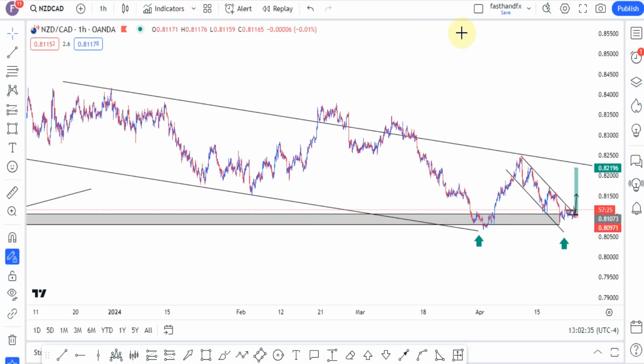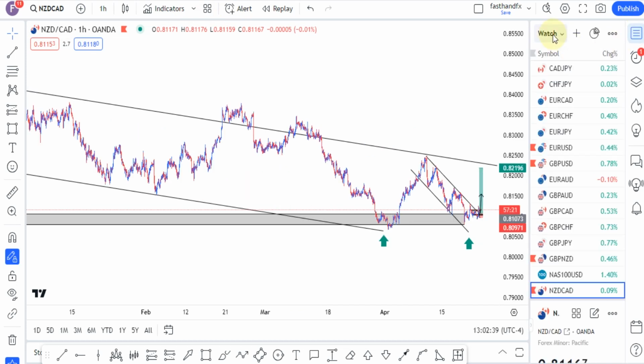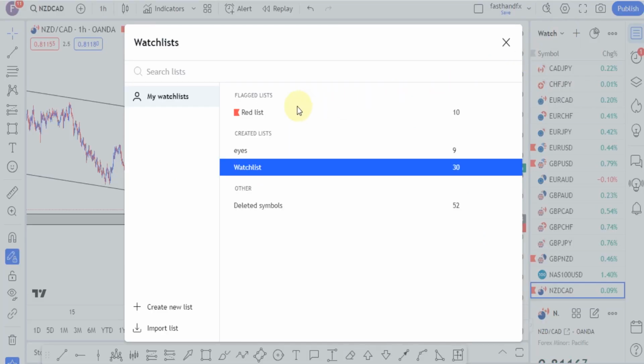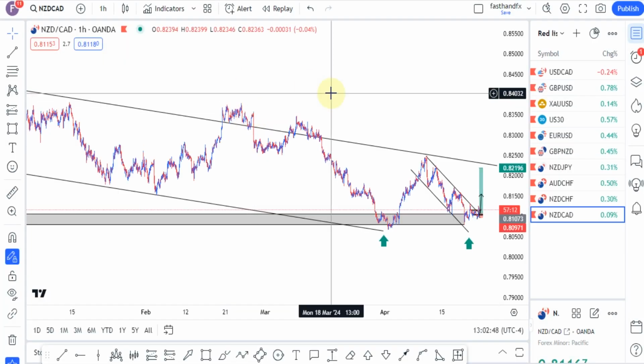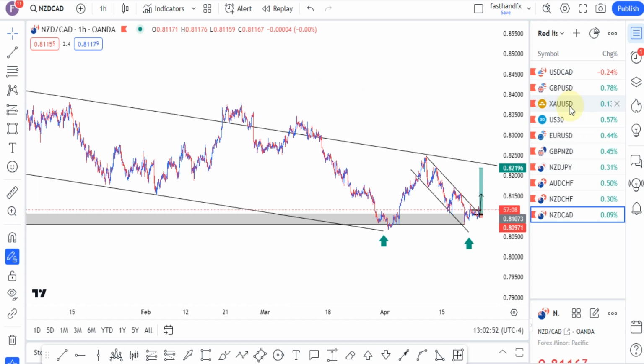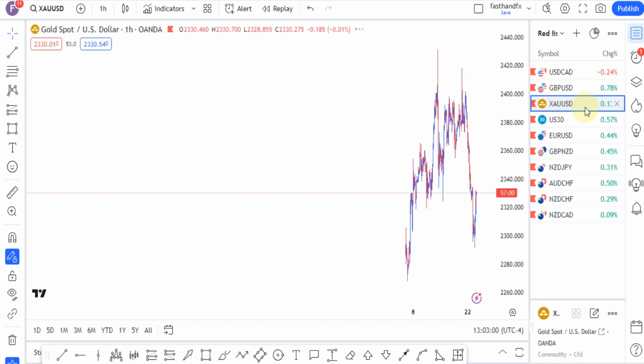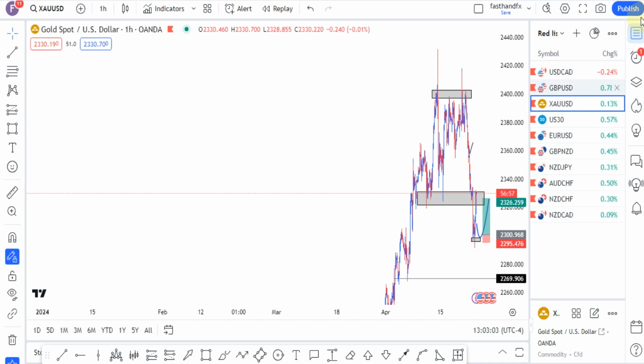So let's check where we have gold. This is my watch list over here. As you can see, I have these pairs that I've already chosen that I'll be trading for this week. And as you can see, we have gold here. So I'll just click it and see what we have there.